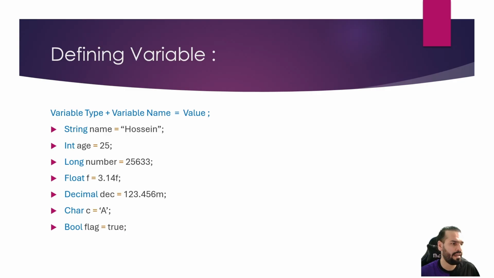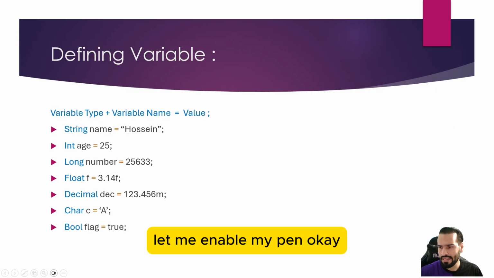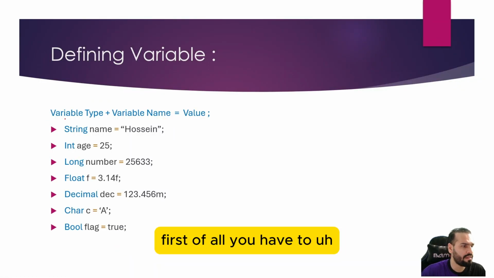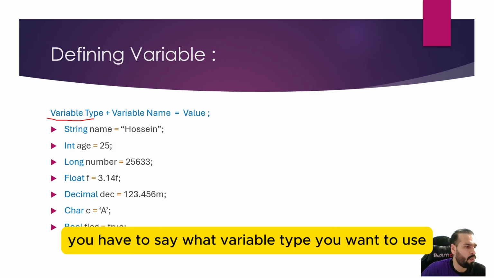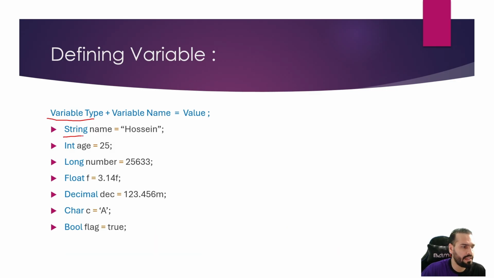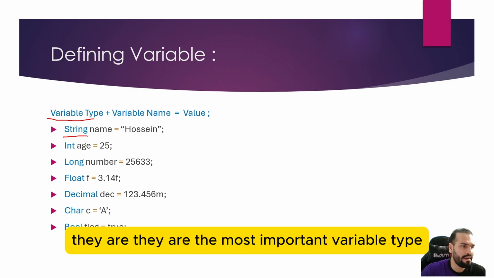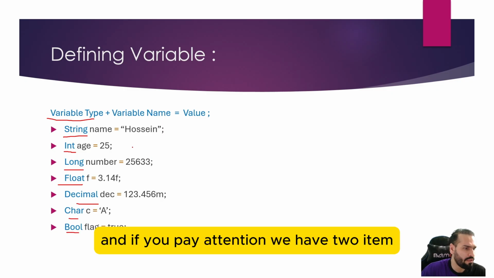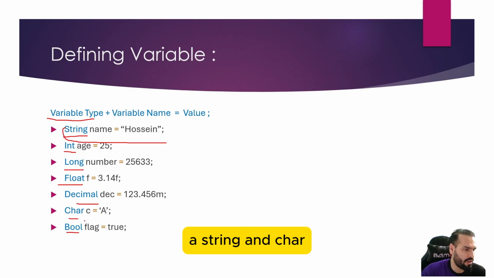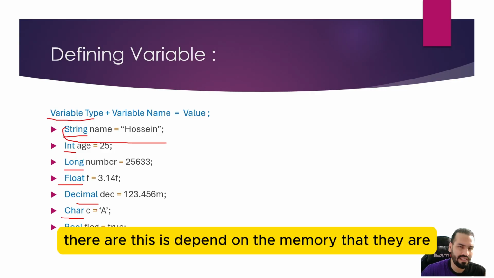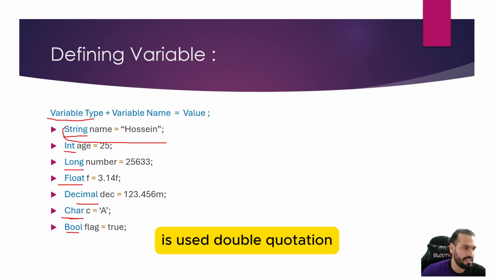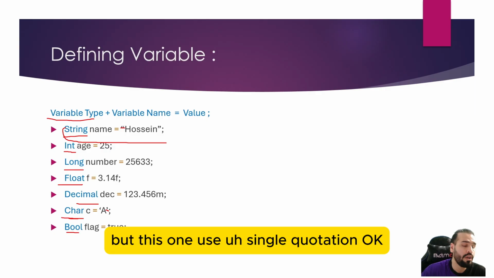And we will talk about how we can define a variable. Okay, let me enable my pen. In C Sharp, you can define a variable. First of all, you have to say what variable type you want to use. In C Sharp, these are the most important variable types: string, int, long, float, decimal, char, and boolean. If you pay attention, we have two items, string and char. The difference between these two depends on the memory they specify, and the second difference is that string uses double quotation, but char uses single quotation.